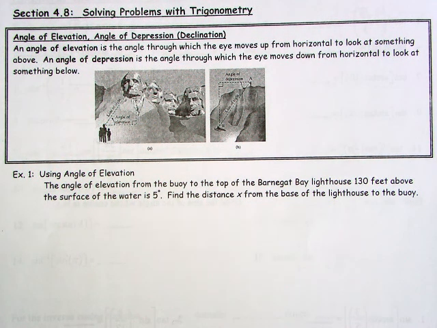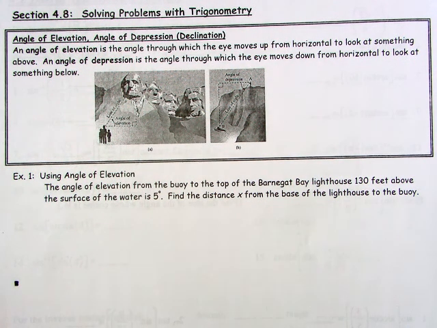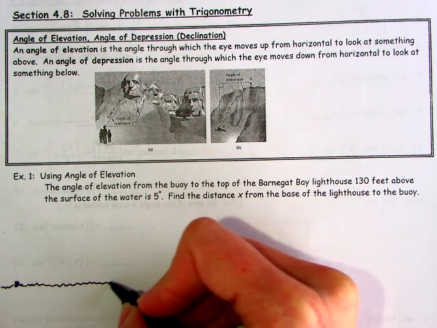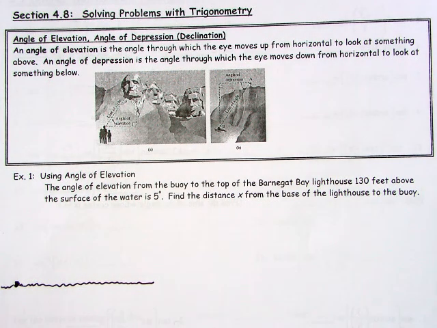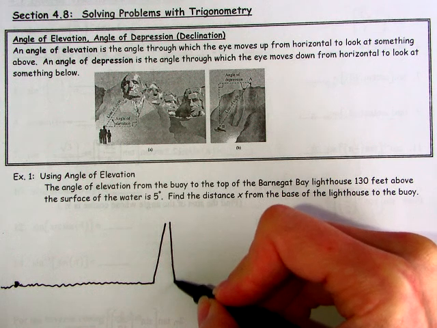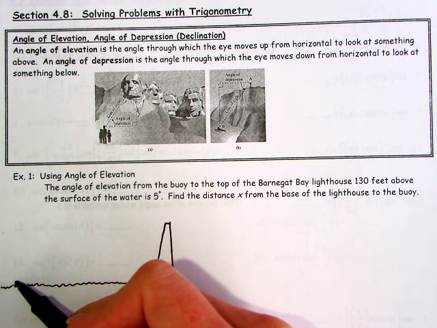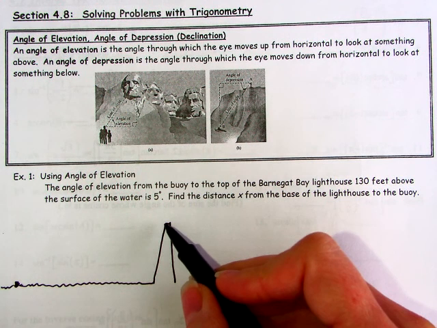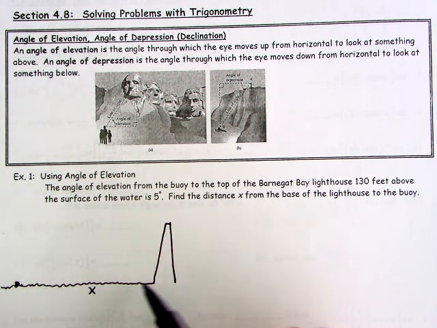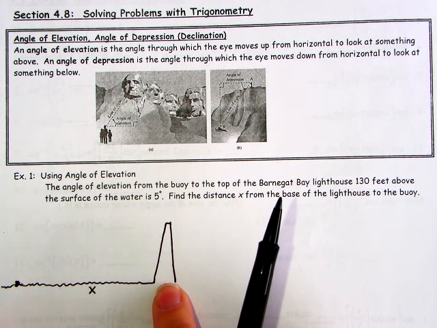So we have this buoy out in the water. And so here's our water. It's a really rough day, apparently. And there's a lighthouse in the distance. We're told that from the buoy to the lighthouse, x is the distance we want to find. So that's actually the base here. The horizontal distance between the buoy and the actual lighthouse is the distance we're looking to find.